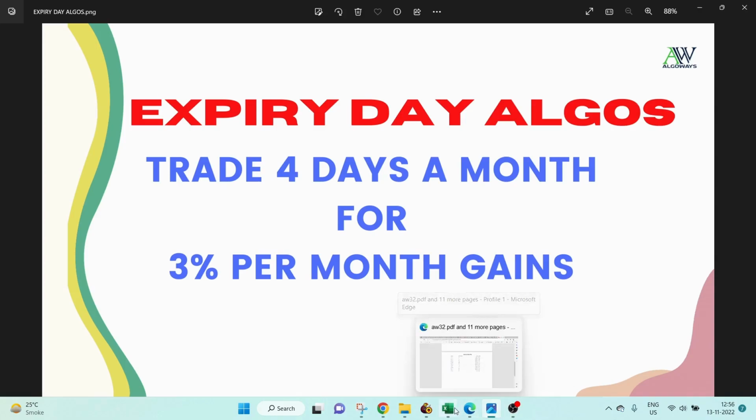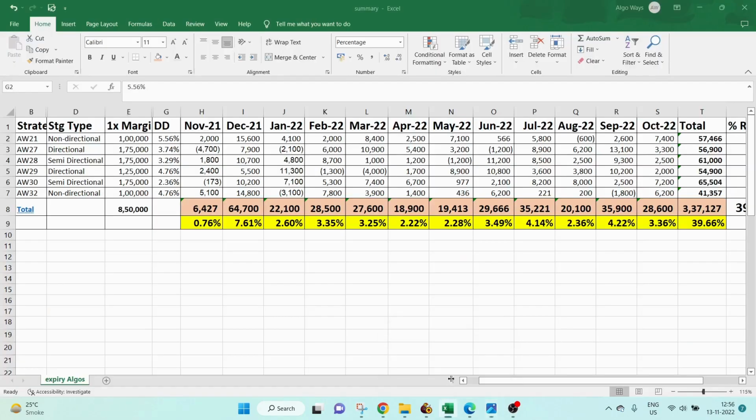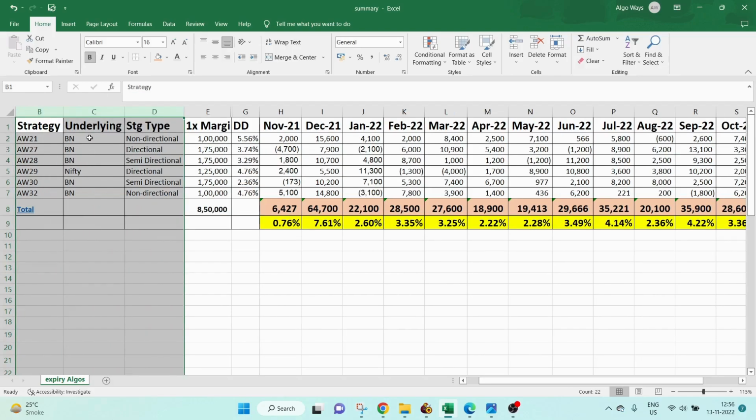First I'll explain from the summary sheet how these algos are and what the type of each algo is. In total there are 6 algos. All algos are low margin algorithms starting from 1 lakh to 1,75,000. Out of the 6 algos, one is Nifty and the rest are Bank Nifty. Let me just show which are Nifty and Bank Nifty. So if you see here, 5 are Bank Nifty and 1 is Nifty.